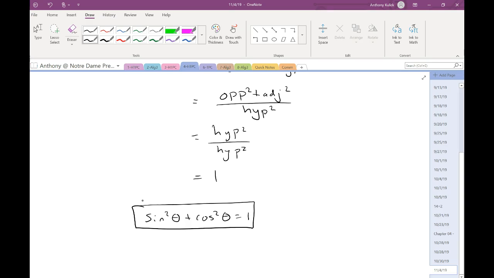That's going to be the first of my yet-to-be-named 3 identities. I'm now going to create 2 different versions of this identity by, in the first case, dividing both sides by sine.